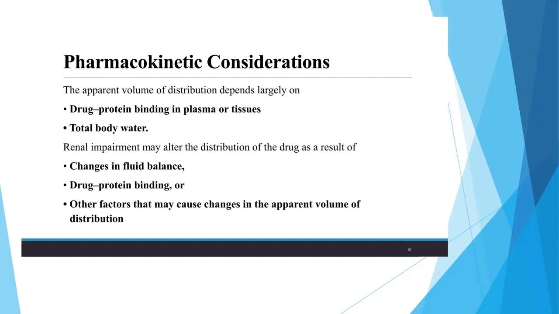The apparent volume of distribution depends largely on the drug protein binding in plasma or tissues and total body water. Renal impairment may alter the distribution of the drug as a result of changes in the fluid balance, drug protein binding, or other factors that may cause changes in the apparent volume of distribution.